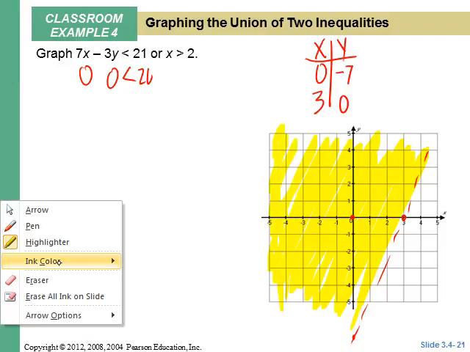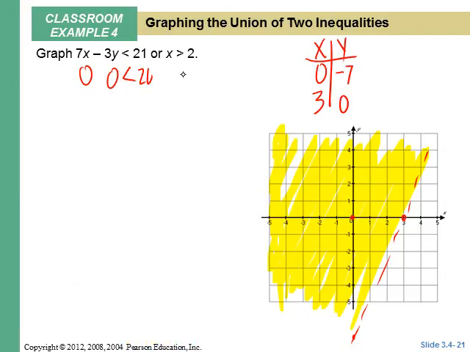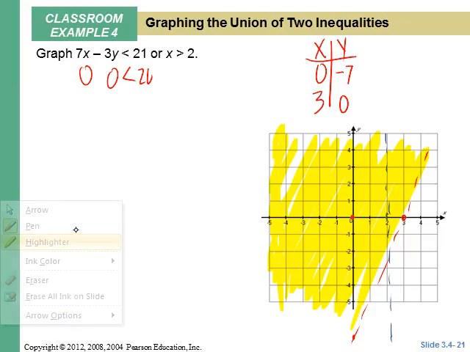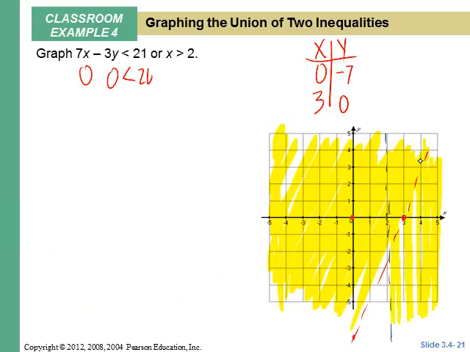Now let's graph the other line. And change colors to graph it. X is at 2, and it's a dashed line. X is greater than 2, so the point 0, 0 won't work. So we're going to shade on this side of this line. And so the only region that's not shaded in the whole graph is down here in this section, the region that's not shaded at all.